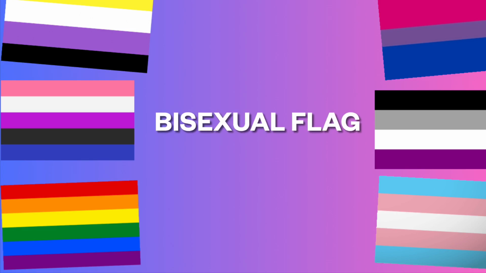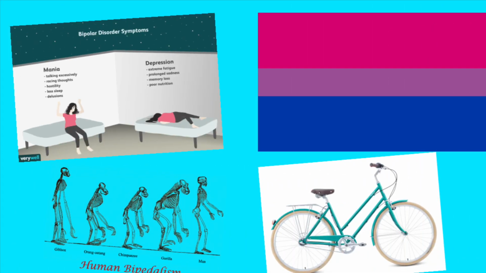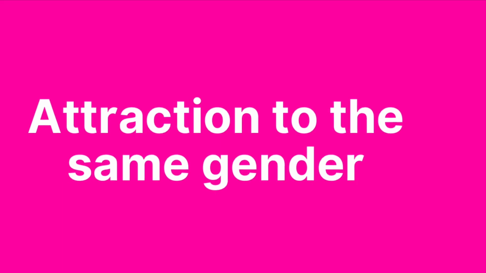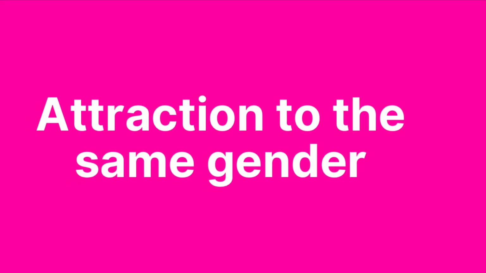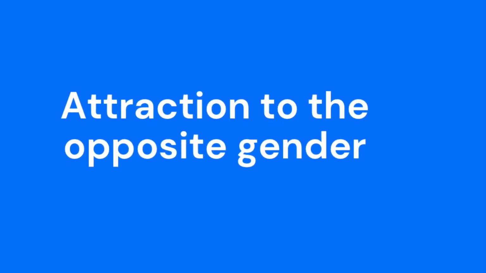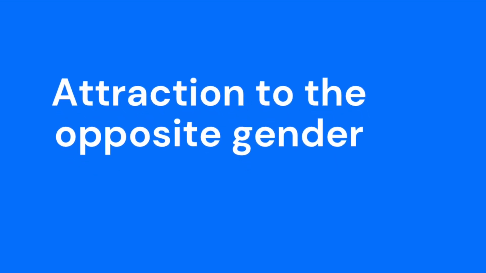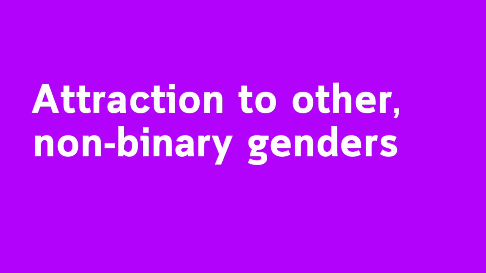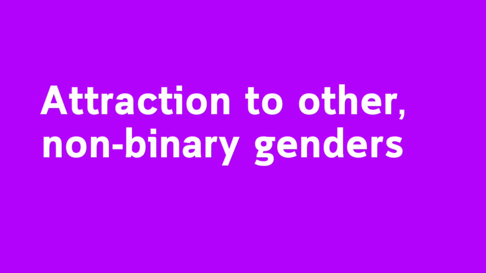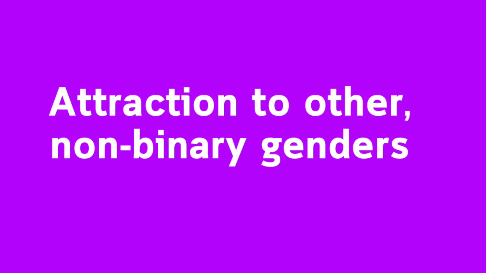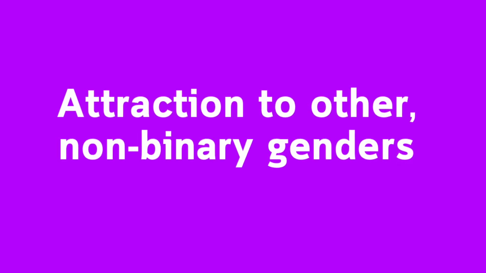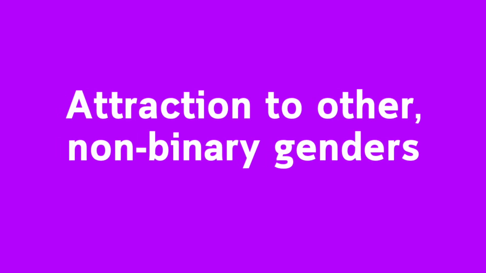Next up is the bisexual flag. As you might expect from a name with the word bi at the beginning, the bisexual pride flag is split horizontally down the middle with a stripe. The pink top half represents attraction to the same gender, the blue bottom half attraction to the opposite gender, and the purple stripe, which comes from a combination of the colors on the two halves, represents attraction to people of all genders, including transgender and non-binary. But more on that later.